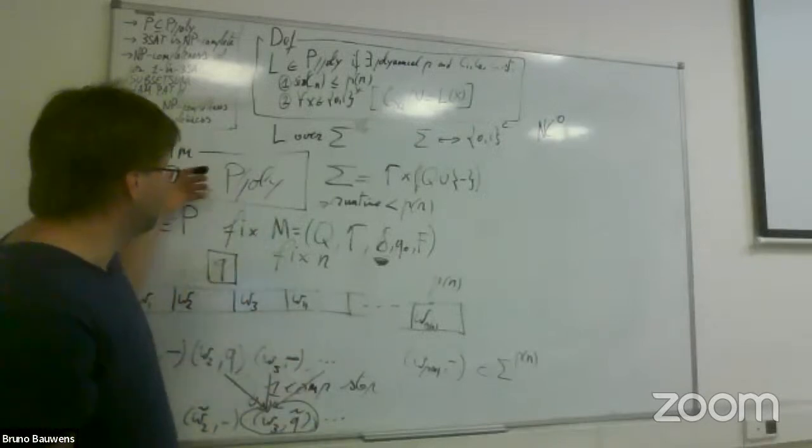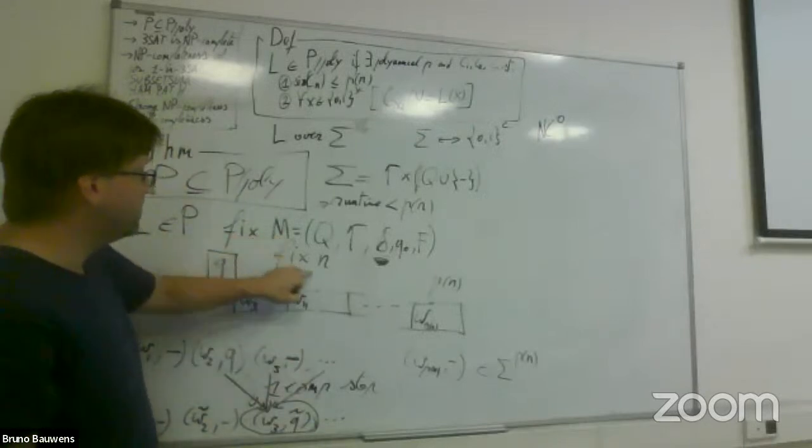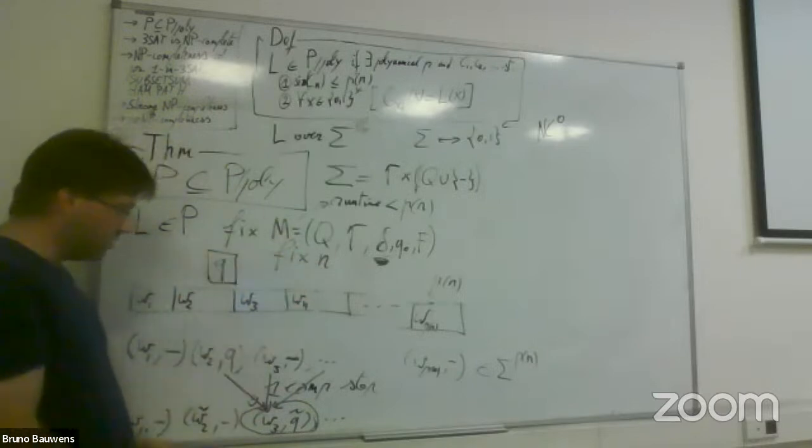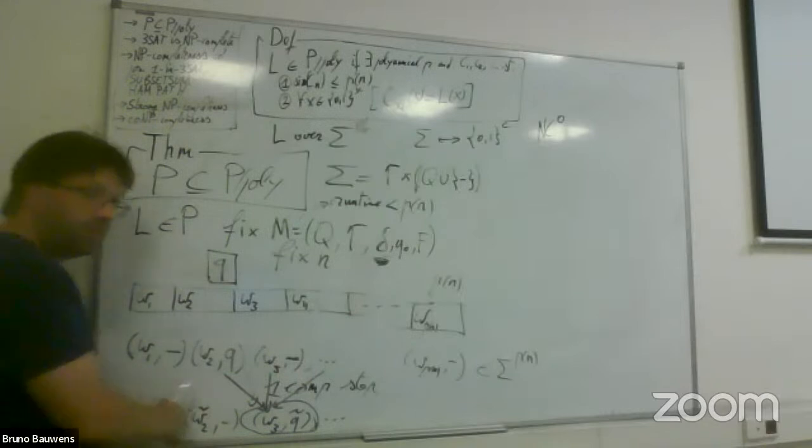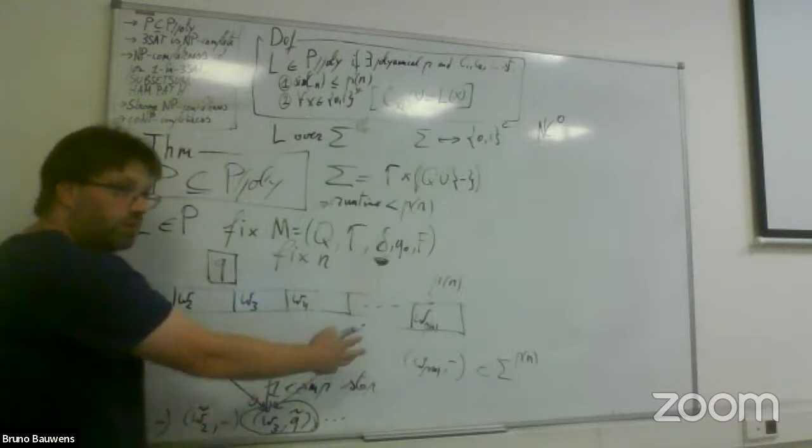So in this construction, the machine is fixed and then N is fixed. So it's a very boring circuit because we just repeat the same circuit all these times. Just in the border, we have to be a bit careful.